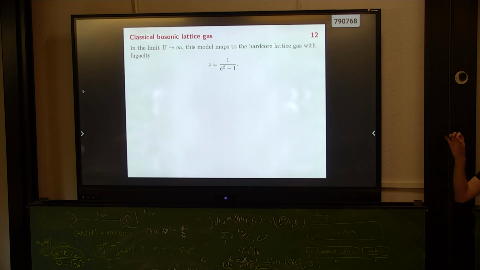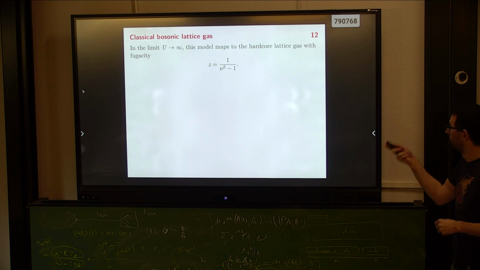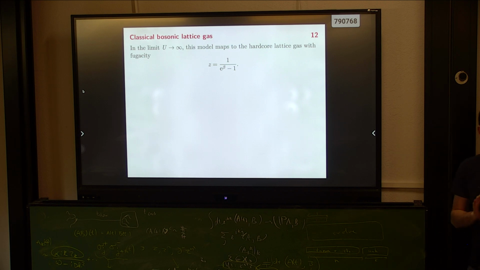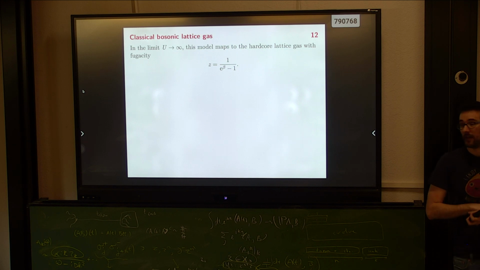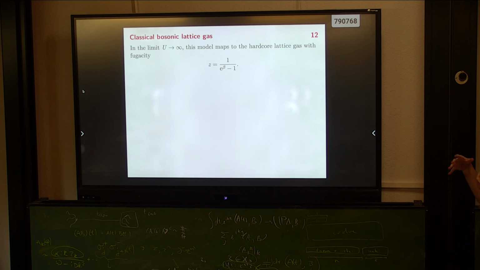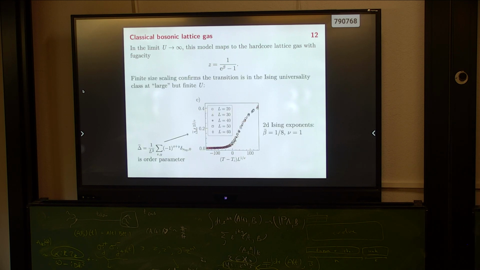Technically, this would violate our assumption that the configuration space is a product, but putting that aside, once we have this mapping, we know for sure that this model orders at high temperature, because it's well established that this hardcore lattice gas for z above about 3.7 on the 2D square lattice forms a solid. And not only that, but we also know that the transition between the solid and the gas lies in the two-dimensional Ising universality class. So we might expect that that's also the case for this classical bosonic lattice gas. And we indeed confirmed that with a scaling analysis numerically.